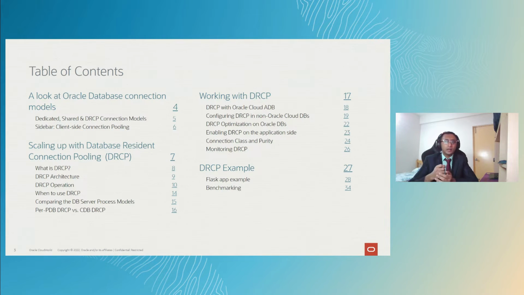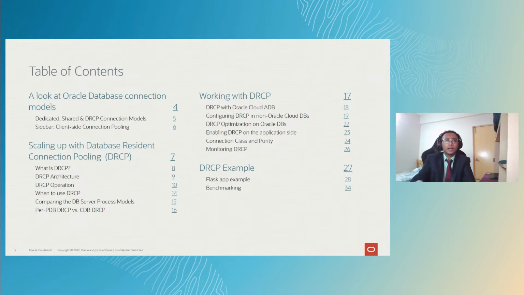Then we will dive in to a bit more specifics of DRCP, which is the main focus of our topic here. Then we will look at how to configure DRCP on both the database side and the application side, along with some optimization attributes. We will look at what views can be used to monitor this DRCP connections. Finally, we will round off with an example with DRCP.